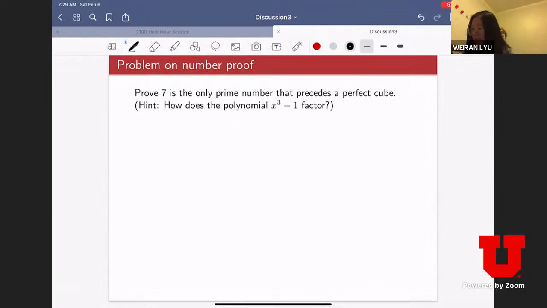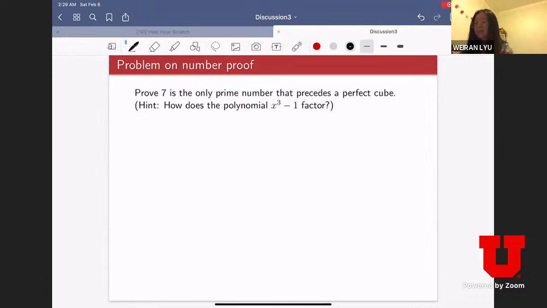All right. So let's just work on this one together. This one is also a number proof. We want to prove that 7 is the only prime number that precedes a perfect cube. I'm just going to use direct proof, but I'm sure you probably can use induction in this case, though I'm not super confident.